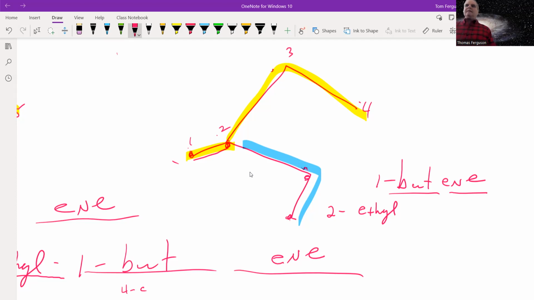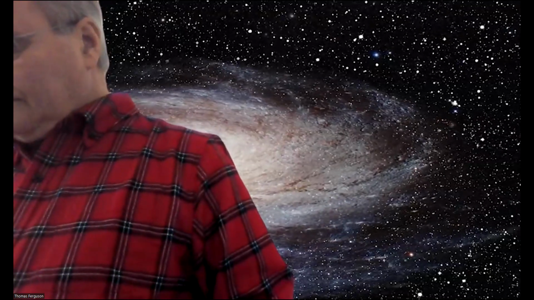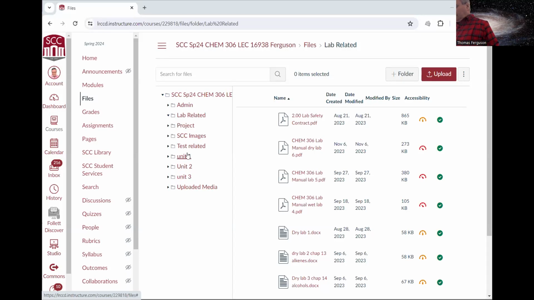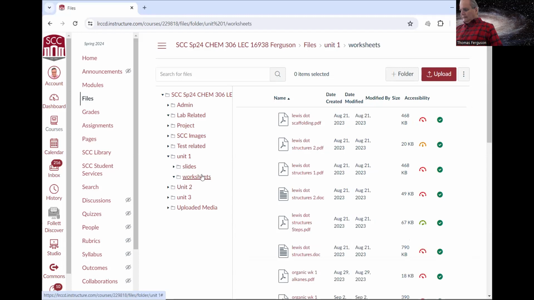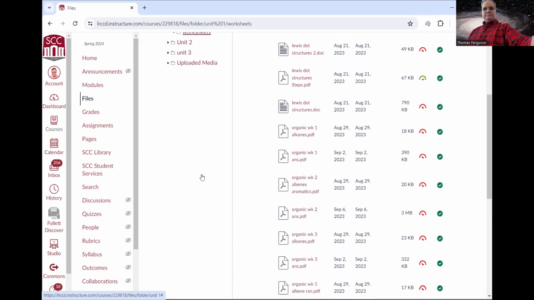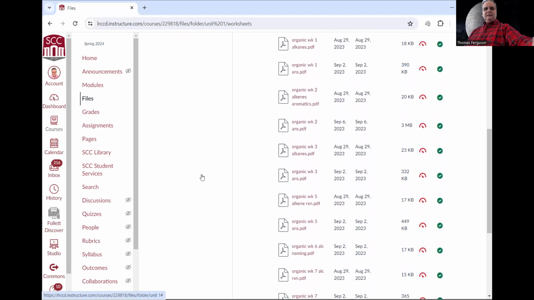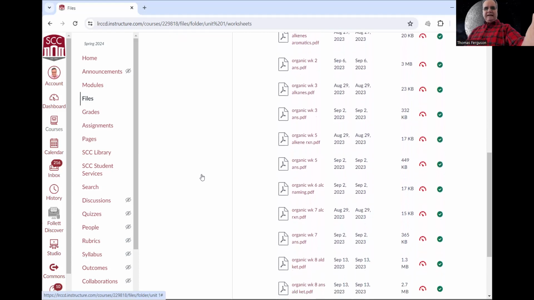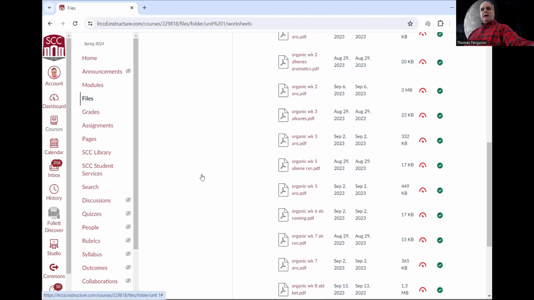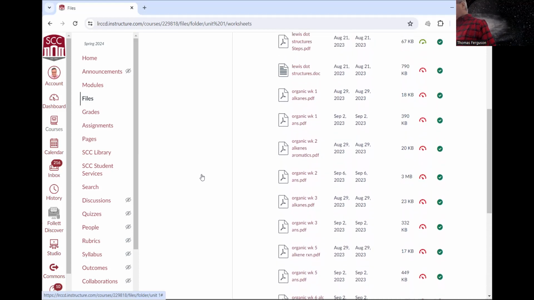All right. Now, next week, you can get lots of practice at naming alkenes in dry lab. Also, remember, I have lots of worksheets. If you go to Unit 1, worksheets, lots of worksheets to practice. There's some on alkanes, there's some on alkenes, there's some on alcohols. Lots of practice with answers.